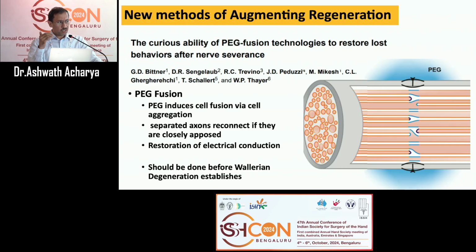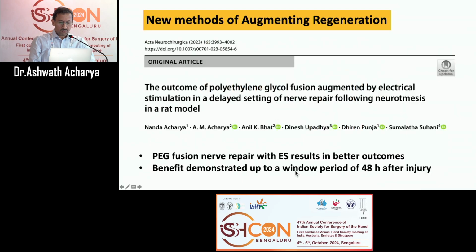And the other very interesting one, on which we also have worked in recent times, is polyethylene glycol fusion, where the drug induces cell fusion, or the axons get fused. Now this works only in a situation where Wallerian degeneration has not set in. Electrical conduction is immediately restored after you apply polyethylene glycol, after your repair. So the axons reconnect and electrical conduction starts. That has produced dramatically improved results.